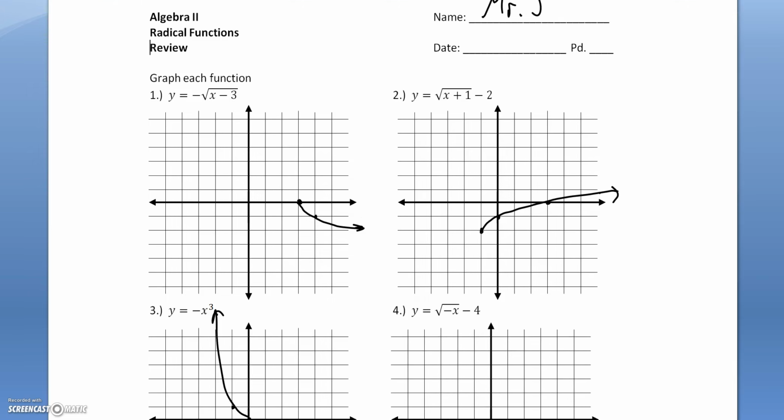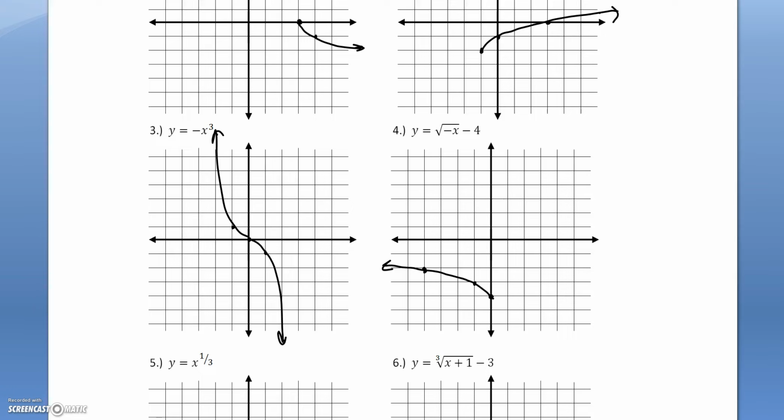The next one, same thing, it's that standard graph, but it's been shifted. Notice again the A value is 1, so the A value is telling us that it's going to open up. It's going to be our standard shape, but it's going to be moved to the left 1 and down 2, so the new vertex is (-1, -2), and there it is, okay? I still follow the same pattern, over 1, up 1, over 4, up 2.